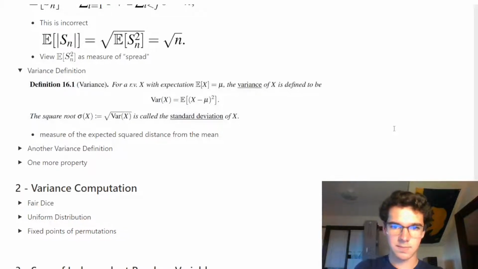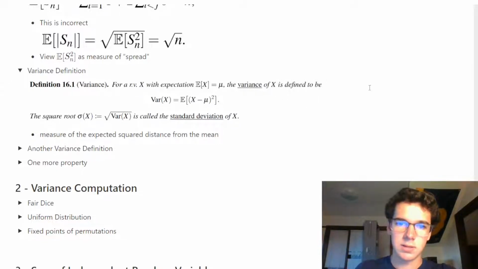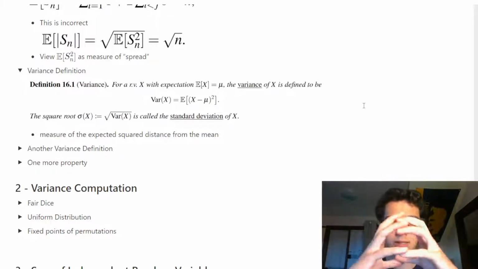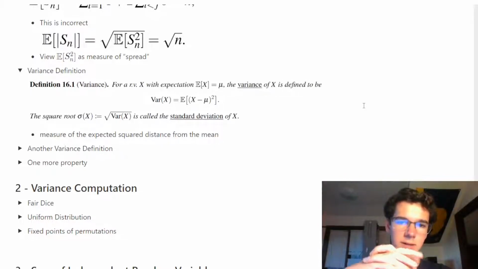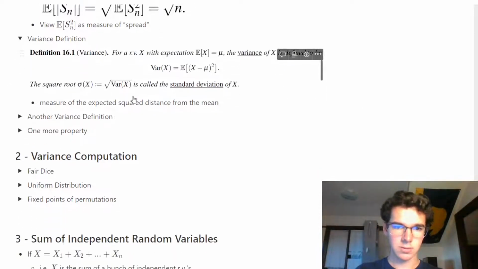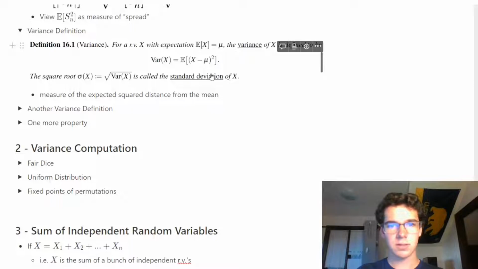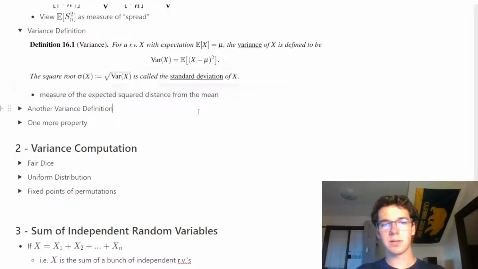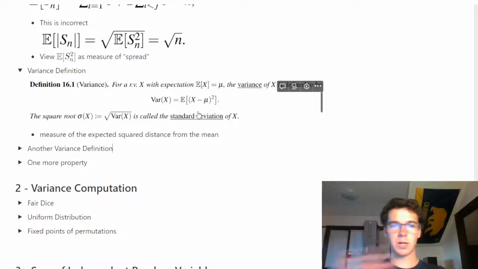E of x is equal to mu, this Greek letter is mu, the variance of x is defined to be the expectation of x minus the expectation of x, or the mean, squared. And then the square root of the variance is the standard deviation. So essentially this is the measure of the expected squared distance from the mean.